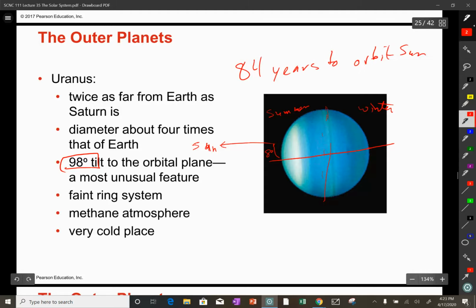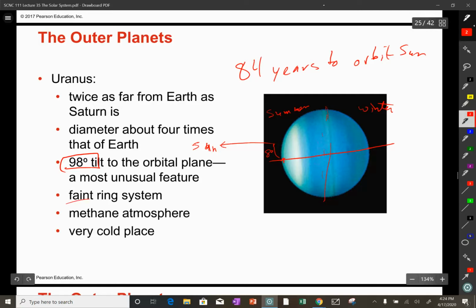And so basically, this hemisphere is going to have summer. That is, this point right here at the pole is going to have continuous sunlight for 42 years, and then it's going to have no sunlight for 42 years. That's pretty crazy. So it's got some really weird temperatures. It also has a number of other weird things.